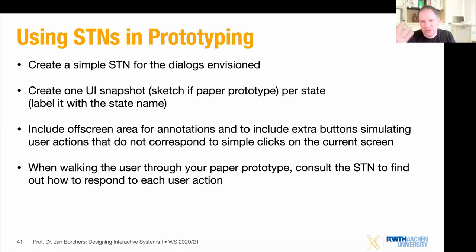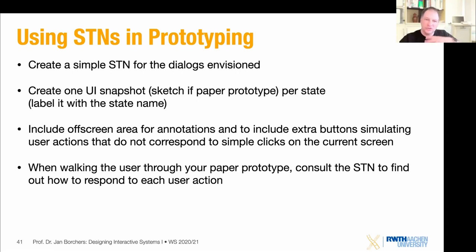You can sketch it if you're still in the paper prototyping state, label it with a name, include some off-screen area where you put annotations or extra buttons that simulate user actions. Again, similar to what we did earlier on in the prototyping lecture when we talked about this little shopping cart example where you had like a scanner and stuff outside the main screen. Anything that you cannot simulate with a simple click on the current screen should be in this off-screen area.